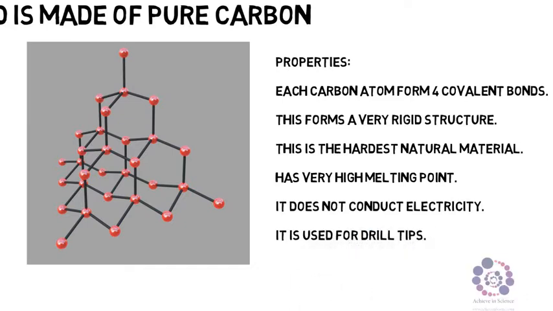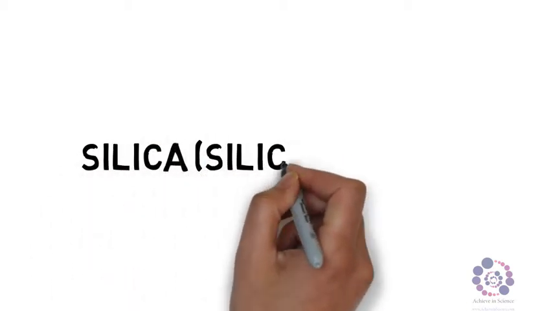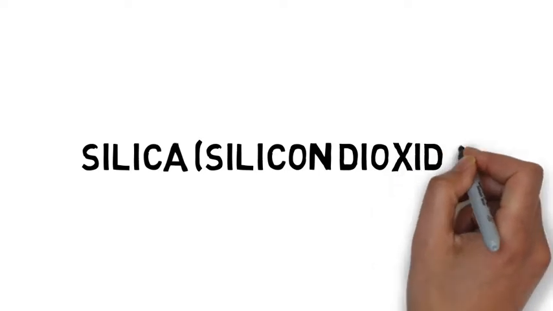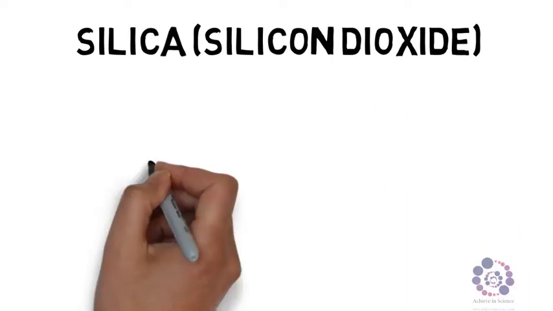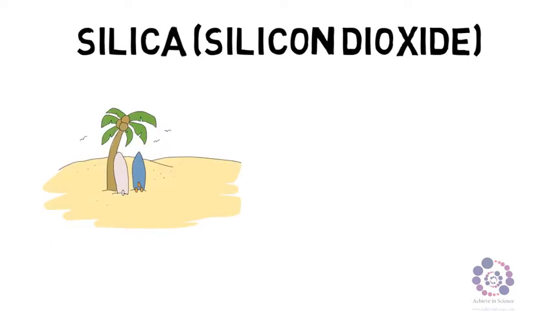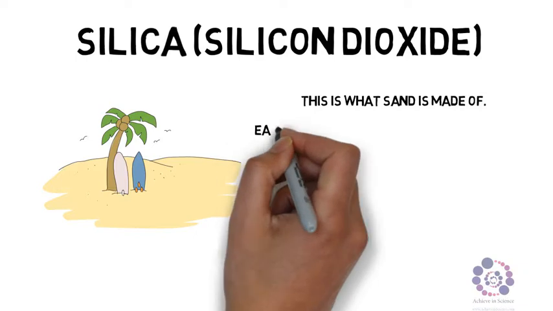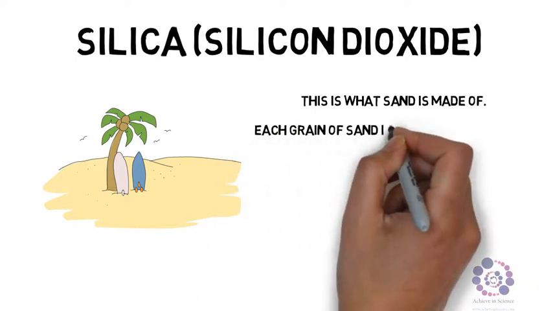The second giant covalent structure to look at is silica, silicon dioxide. This is what sand is made of. Each grain of sand is in actual fact one giant structure. When melted with sodium carbonate and limestone, it is able to form glass.